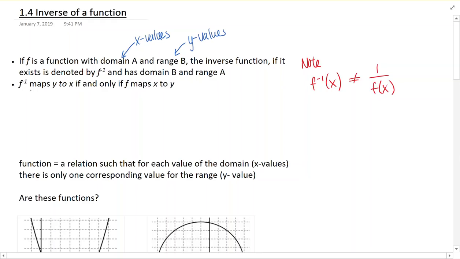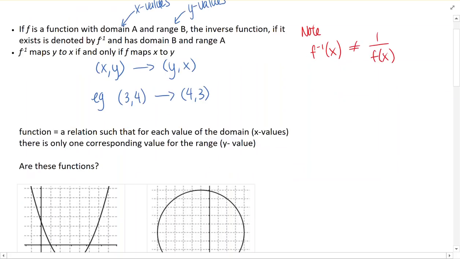So the inverse maps y to x if and only if f maps x to y. So what this is really just trying to say here is that the x and y values will flip. So when we're looking at mapping, the original is x and y. When you look at the inverse, those values will now change, y to x. So for example, if your original graph had the point 3, 4, when you take the inverse, it's now 4, 3.